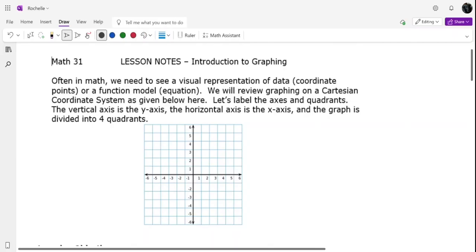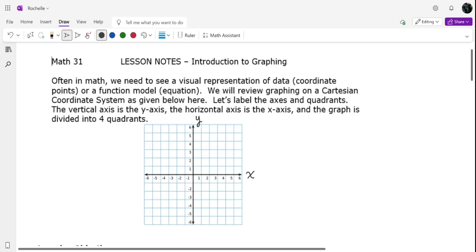Hello, my name is Rochelle, and the purpose of this video is to review how to graph in 2 dimensions. So we're going to be graphing here on this Cartesian coordinate system as you see it. And let's just review that the horizontal axis is called the x-axis, and the vertical axis is called the y-axis.